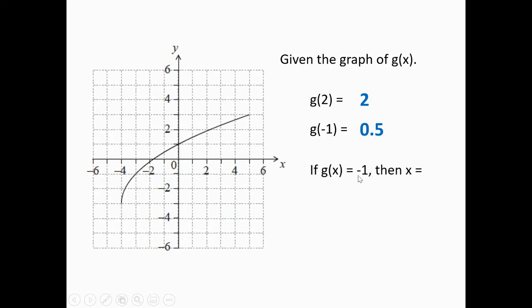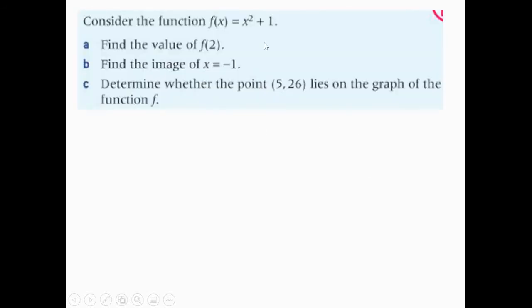If g of x is -1, then what is x? So now we're doing this thing where we flip it around again, right? We're saying the output is -1. What would the input be? I hope you came up with -3. So now you're looking at the graph and you're like, the output is -1. So now I'm looking at the y values and the -1 here, and I go to the graph. So that point is at -3, -1. So the input had to be -3 to produce -1. Awesome, so try this one here.